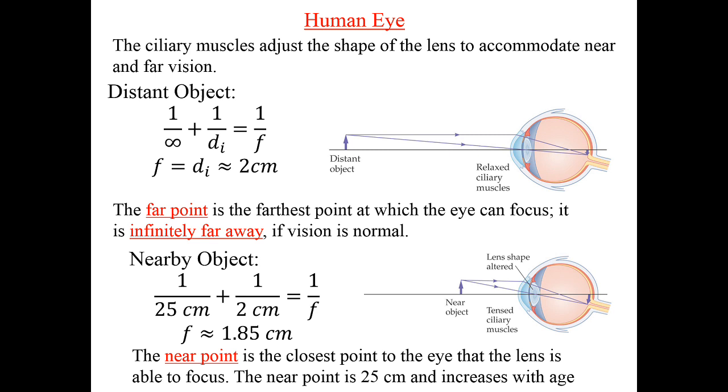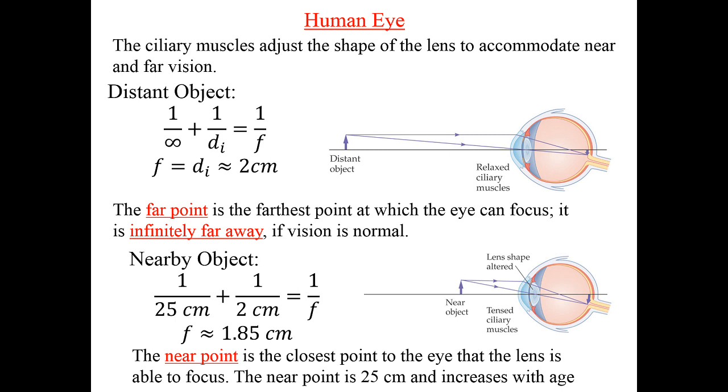Notice that as the object moves closer, we need our eyes to have a smaller focal length, and we do it by straining our ciliary muscles to make the lens more convex, so the focal length becomes smaller.